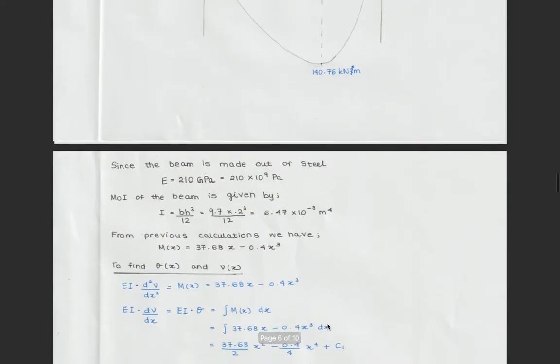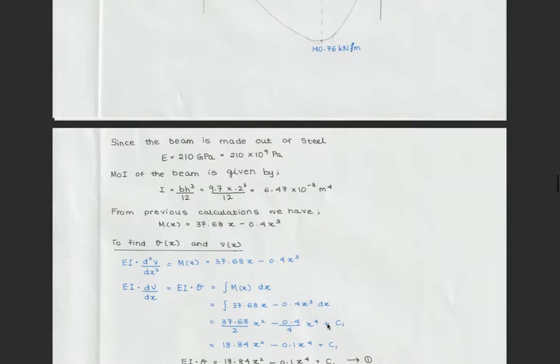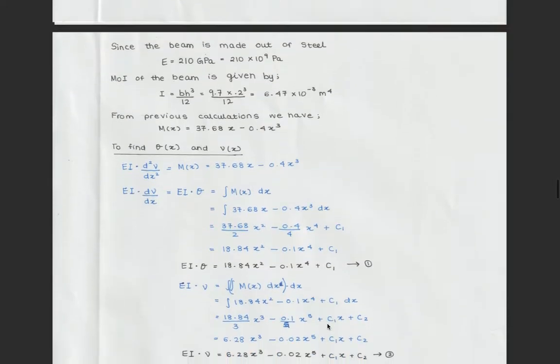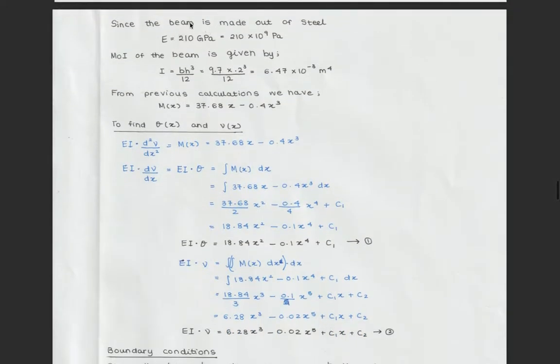So we're going to move on to calculating the maximum slope and maximum deflection for the beam. So to start off, I've mentioned the Young's modulus for steel, which is what the beam is made out of. Then I've calculated the moment of inertia of the beam, which is given right here, 6.47 times 10 to the negative 3.